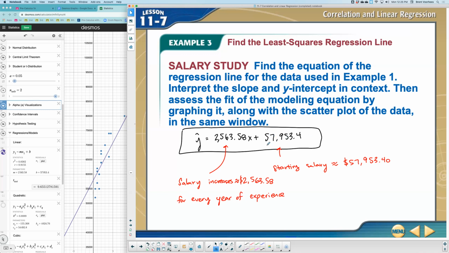This would be your starting salary, the y-intercept. If you have not worked at all, you have 0 years of experience, your starting salary is $57,953.40. And each additional year you work, you get a raise of $2,563.58. That's what the data is indicating.